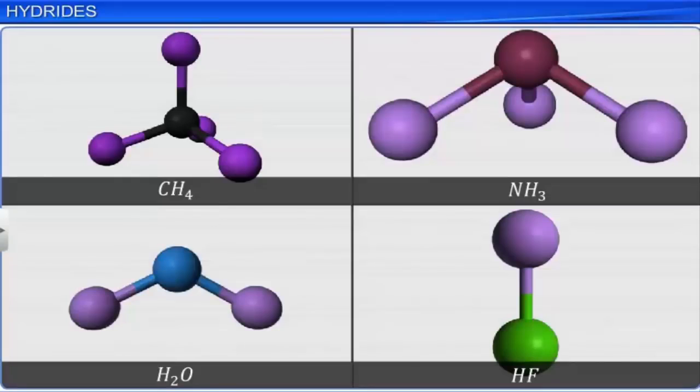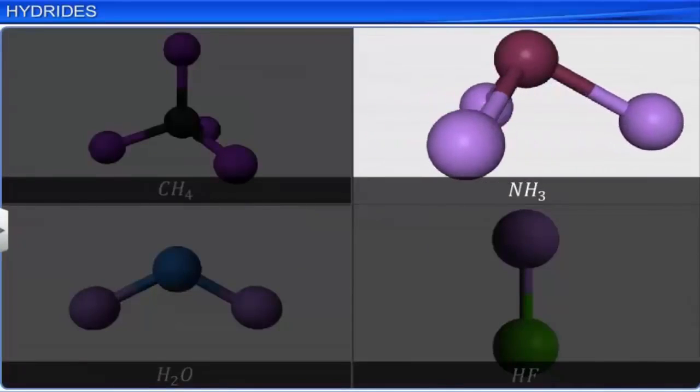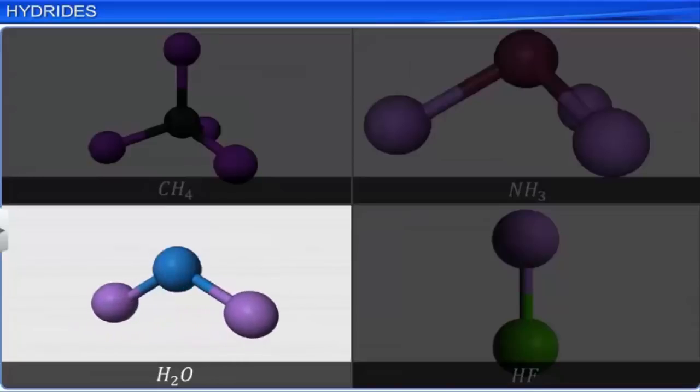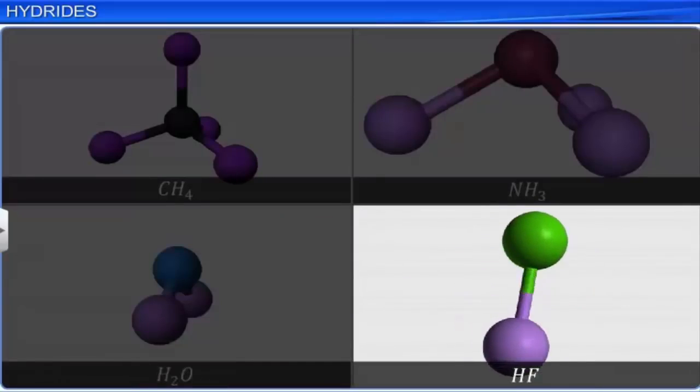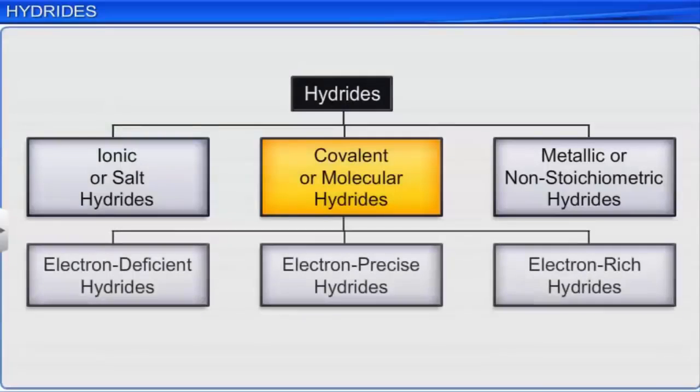For example, CH4, NH3, H2O, and HF. Covalent hydrides are further classified into 3 types, depending on the number of electrons and bonds present in their Lewis structures. The 3 different types are electron-deficient hydrides, electron-precise hydrides, and electron-rich hydrides.